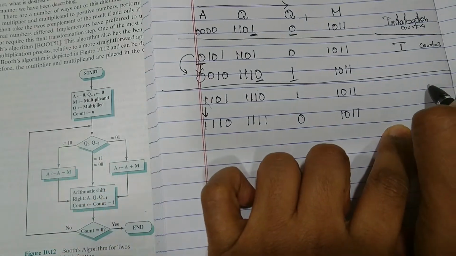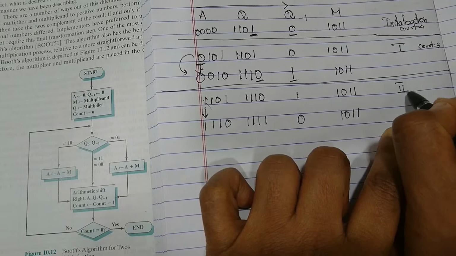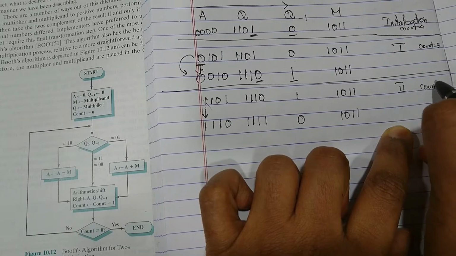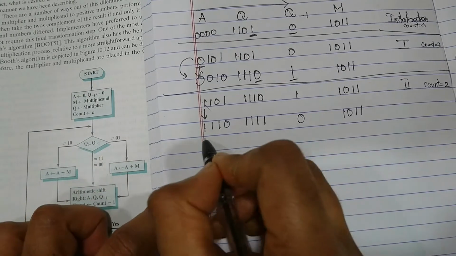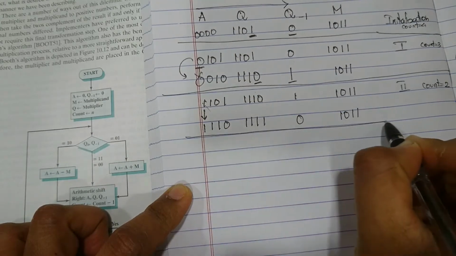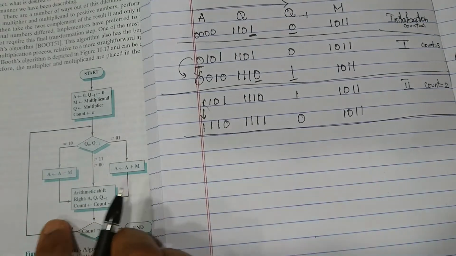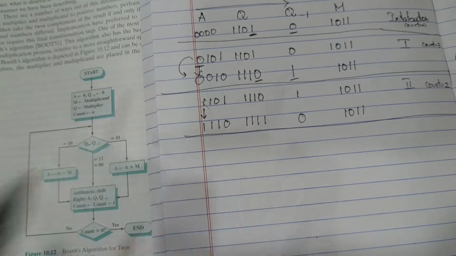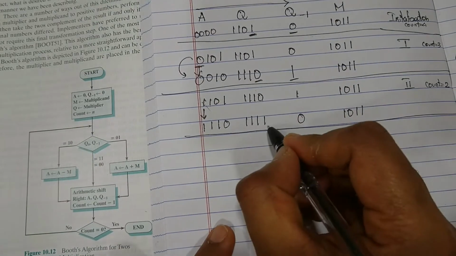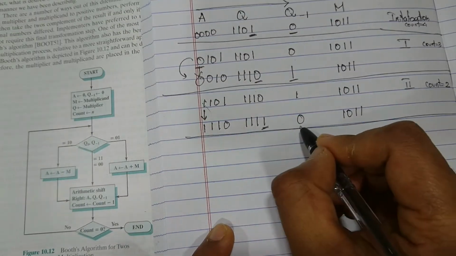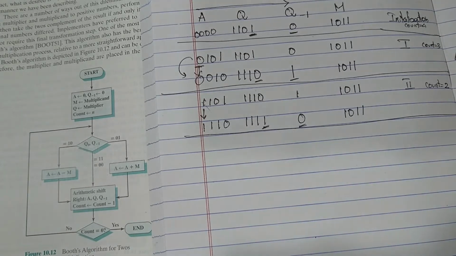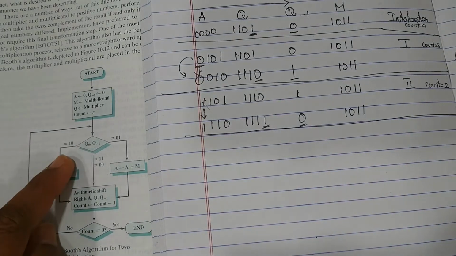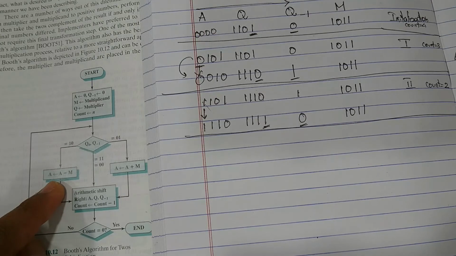So now this is the second iteration, by the way. Now the count value is decremented to 2. Okay, fine, no problem. Now you go back and check the loop condition. What is the condition? Q0, Q minus 1. Now the combination is 1 and 0. So 1 and 0 means you subtract, A equals A minus M.